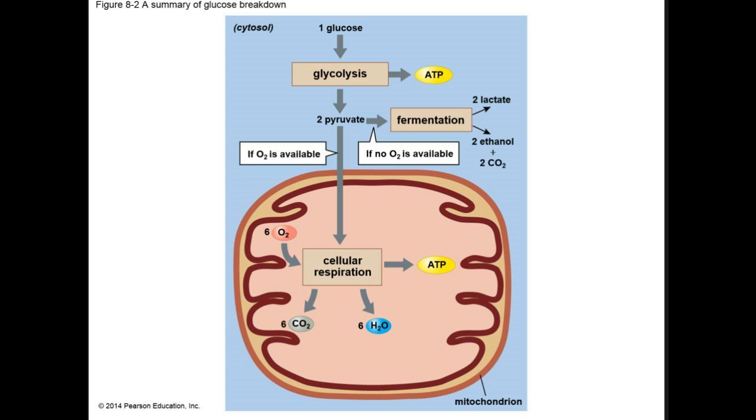The breakdown of glucose occurs in two phases: glycolysis, which happens in the cytoplasm of the cell, and cellular respiration, which occurs in the mitochondria. During glycolysis and cellular respiration, energy is captured in the form of ATP.